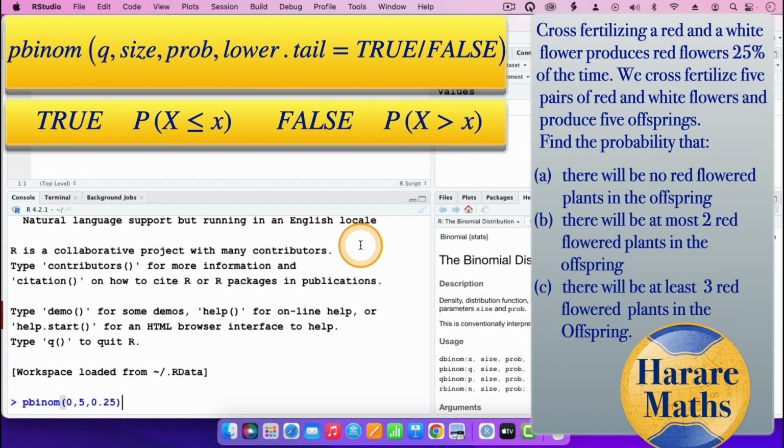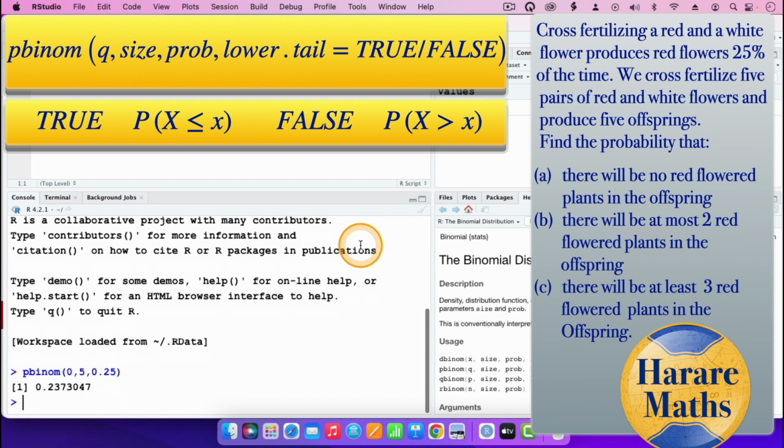Because we want the probability of X equals 0, if we put less than or equal to 0, it gives us the probability of X equals 0. We can leave the lower tail as it is, because if we don't specify, it assumes that it is true, and it will calculate the probability of X less than or equal to 0. So I press enter, and we get the probability as 0.2373047. So that's the solution for part A.